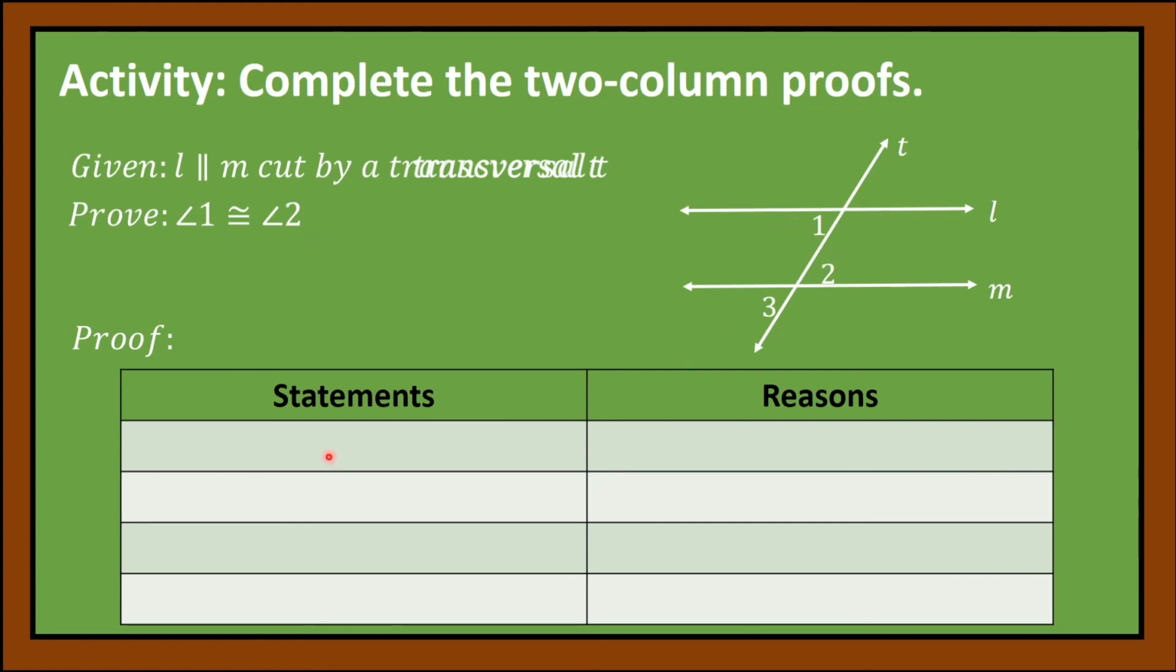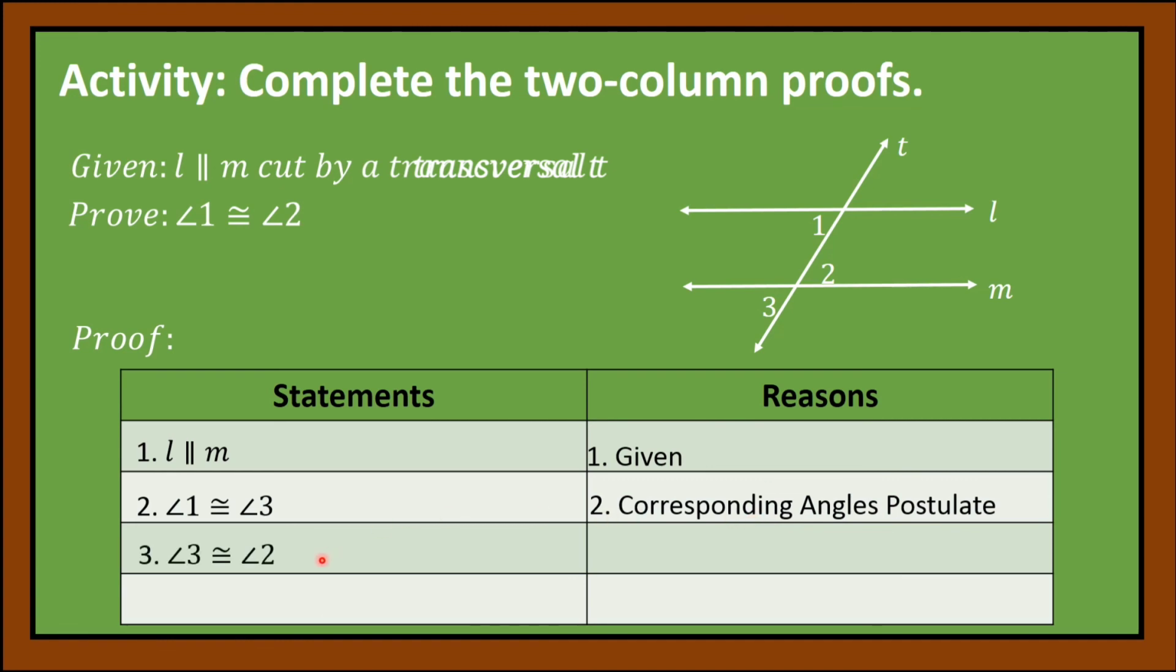So, first, let us write our statement. So, ang statement 1 natin, line L is parallel to line M. So, ang reason natin, yan ay given. Statement number 2, angle 1 is congruent to angle 3. So, ang ating reason ay based sa corresponding angles postulate. So, corresponding angles are congruent.